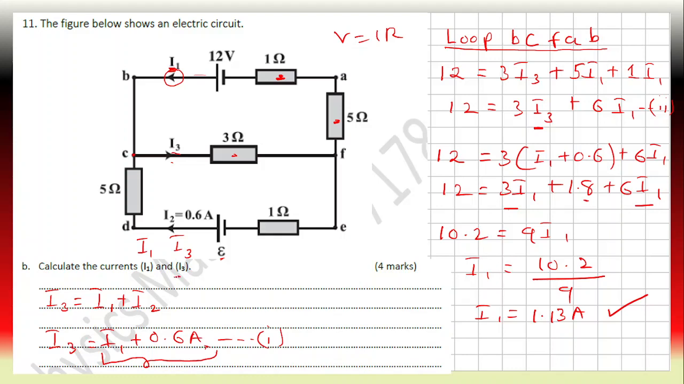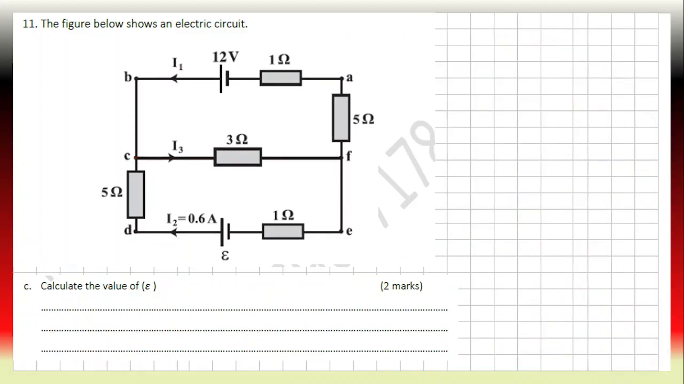Next, we are being asked to get I3. So we come and get I3. So I3 is equal to I1, which is 1.13 plus 0.6. So 1.13, we add to 0.6. So what do we end up with? We end up with I3 is equal to 1.73 amperes. So we have the two, we have I1 and we have I3. Good. We have formed two equations.